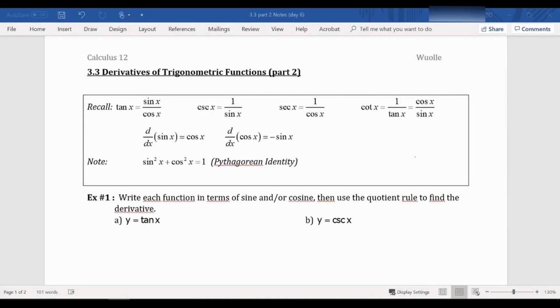So today we are going to continue on with derivatives of trig functions. Yesterday we looked at just the derivatives of sine and cosine, and we know that the derivative of sine is cosine and the derivative of cosine is negative sine. Just a reminder about our Pythagorean identity from grade 12 trig, that sine squared plus cosine squared is 1. And again, we have those reciprocal trig functions at the top. We're going to need those for today.